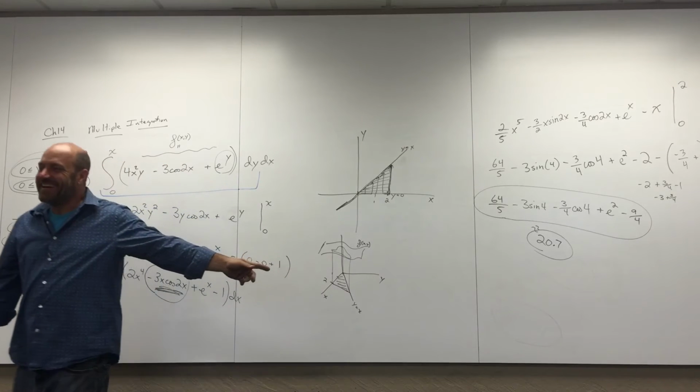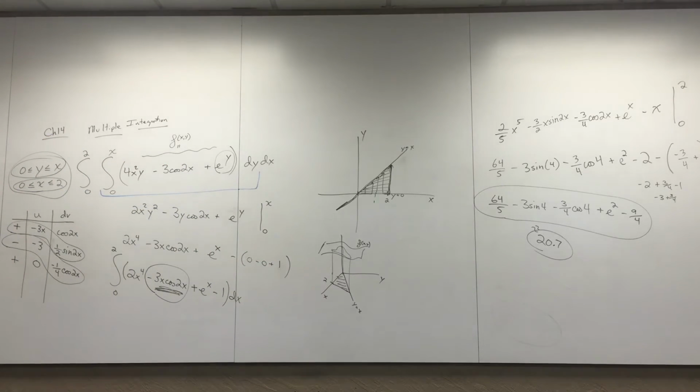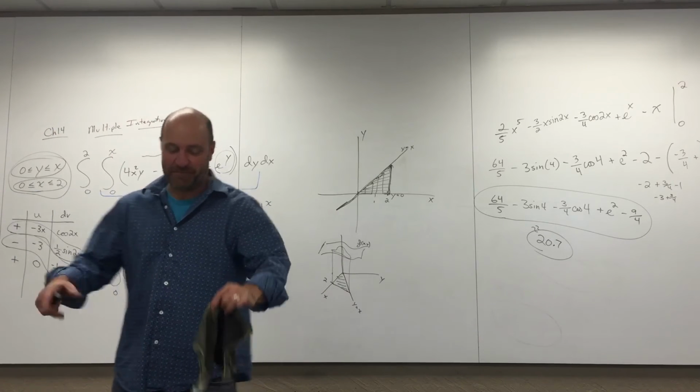20.7. That's good now, and that's the truth. I told you the truth. I didn't lie to you. You know what the book does? They lie to you. Nah, I'm just exaggerating.